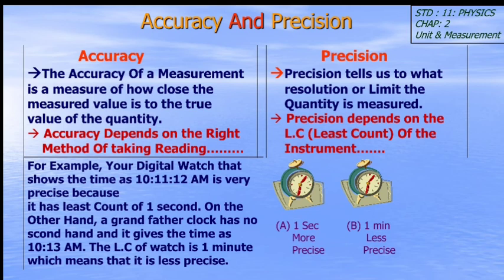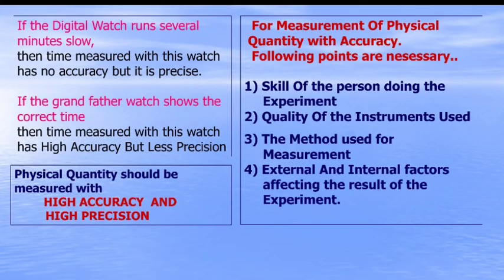But if the digital watch is slow, then we can say that the time measured with this watch has no accuracy, but it is precise. If the grandfather watch shows the correct time, then the time measured with this watch has high accuracy but less precision.